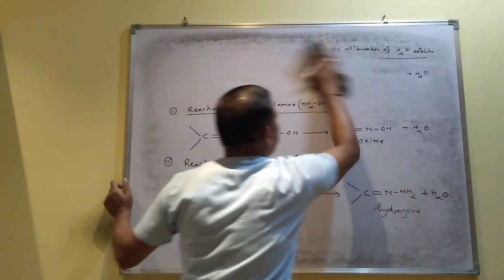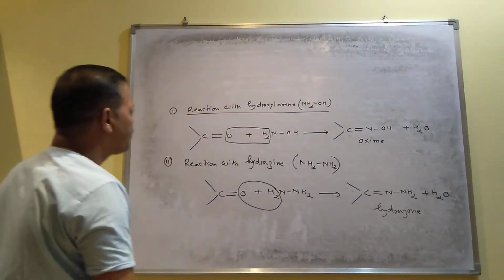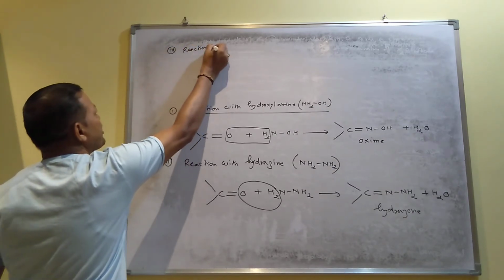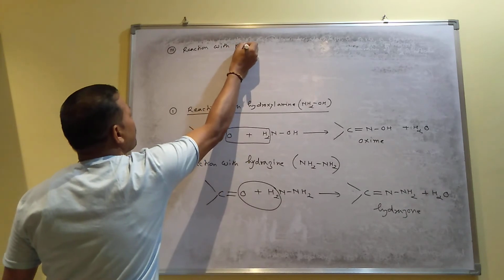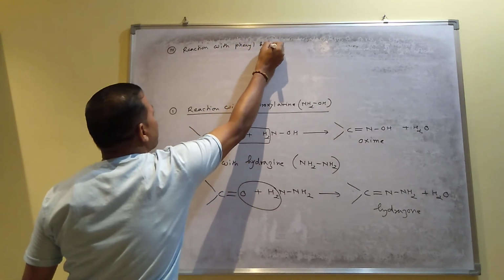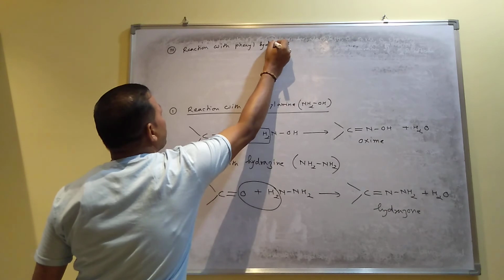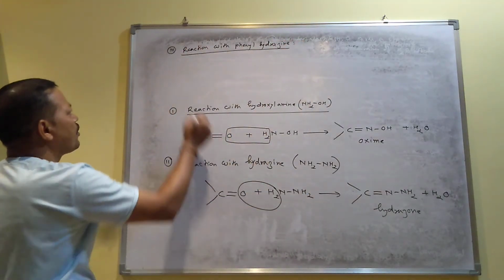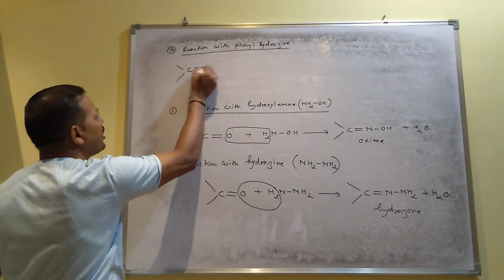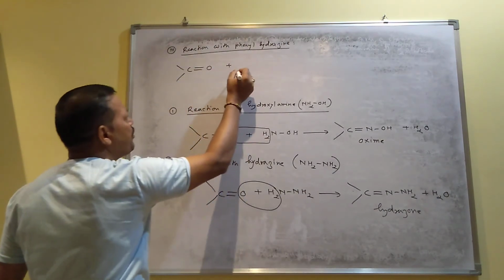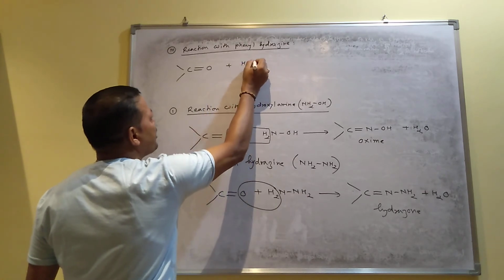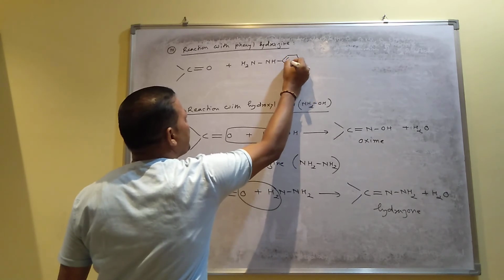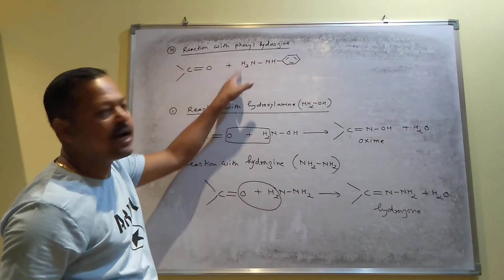Now number 3, reaction with phenyl hydrazine. This is another ammonia derivative, phenyl hydrazine. This is your aldehyde or ketone. Phenyl hydrazine means this one, NH2, NH, and this is the benzene ring, which is called phenyl hydrazine.